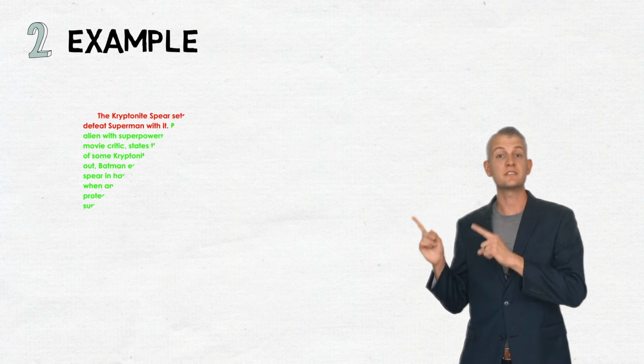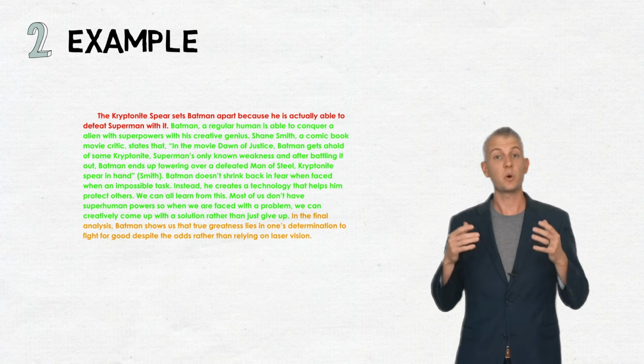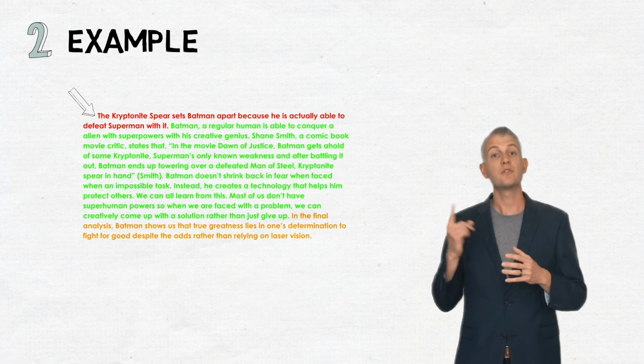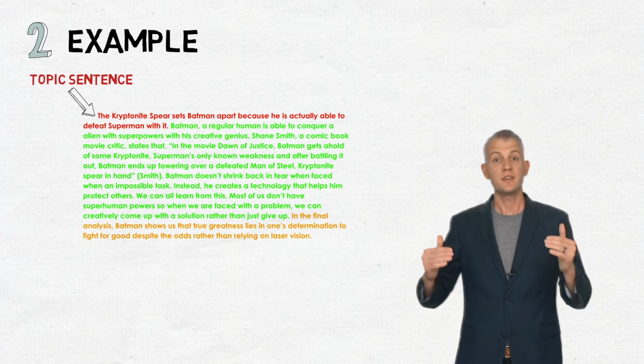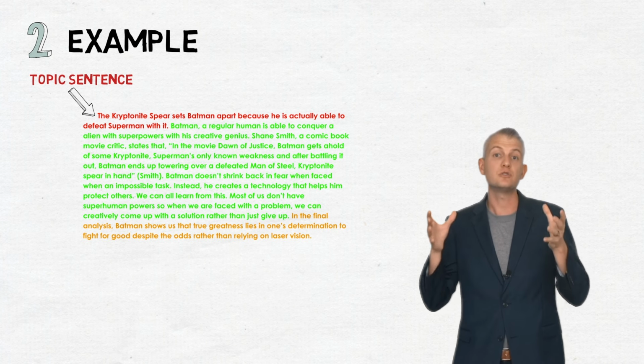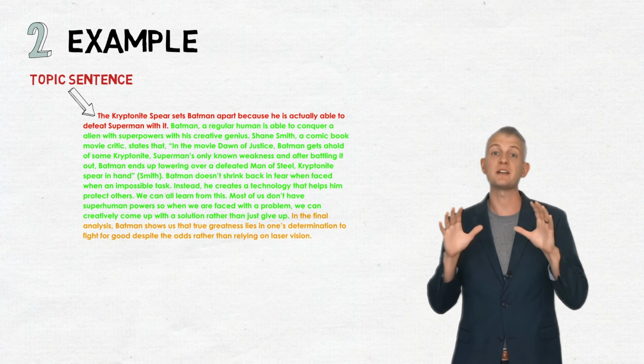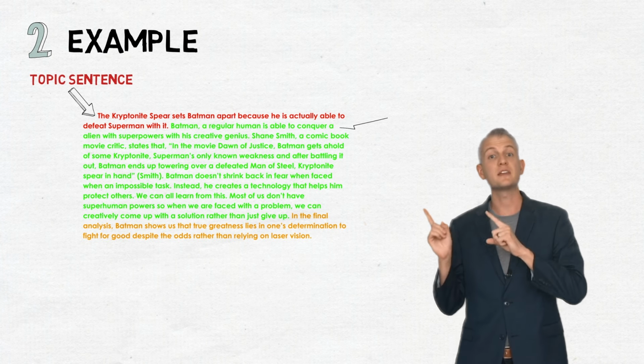Let's take a look at this example. First off, using my colors, you can clearly see the organization of my paragraph. First, I have my topic sentence. This is where I tell that Batman's great because he used the kryptonite spear to defeat Superman. And you can clearly see that sets the direction of my entire paragraph. You see that in red.